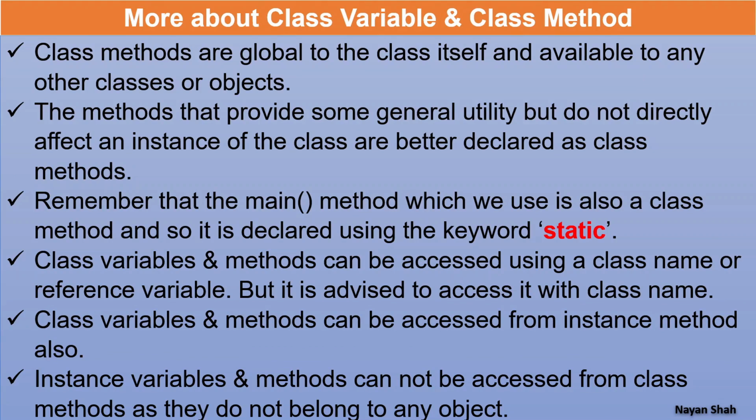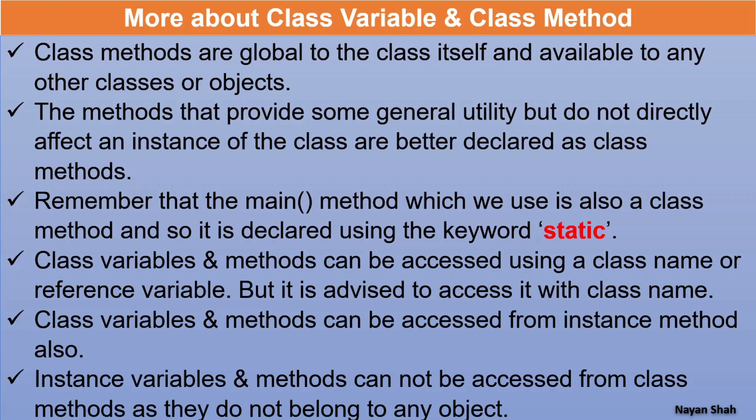Remember that the main method we use is a class method, and that is why it is declared using the keyword static. Class variables and class methods can be accessed using a class name or a reference variable, but it is advised to access them using the class name. So it is better to refer to a class variable using the name of the class followed by a dot and the name of the attribute or behavior. Class variables and class methods can be accessed from an instance method also. They can be referred to through an object also.